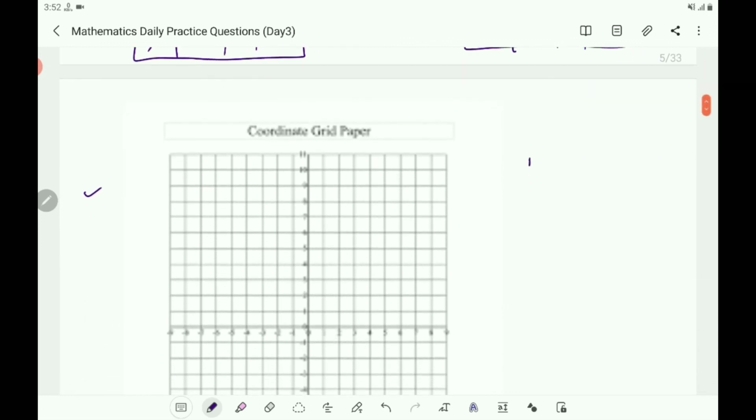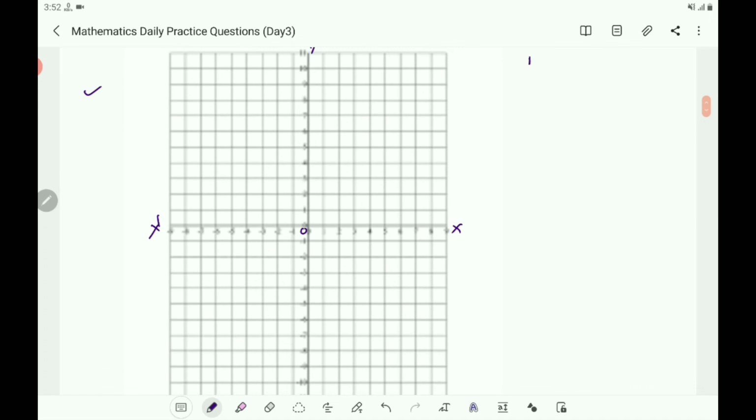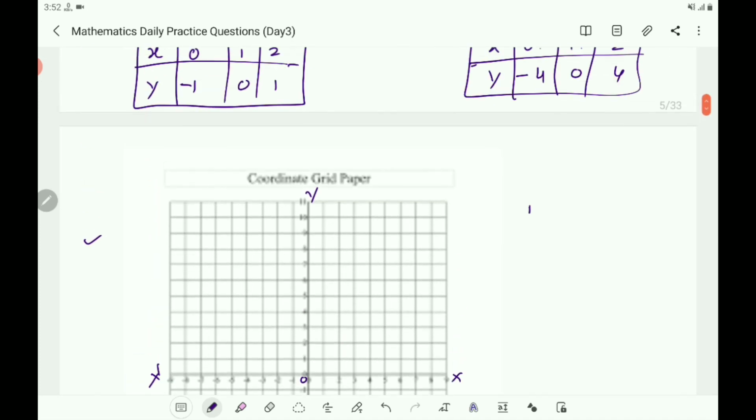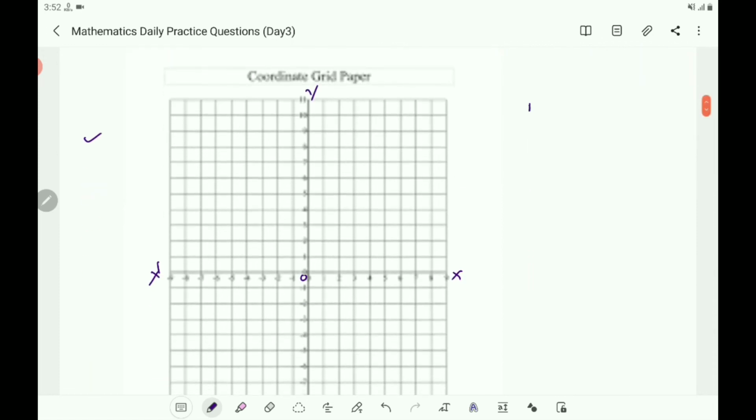Here you have taken the x axis and y axis, which are perpendicular to each other. This is X'OX, this is Y', and this is the origin. Here let us take the scale, where the maximum on the x axis is only 2 and the maximum on the y axis is 4. So let us simply mark 1, 2, 3, 4.